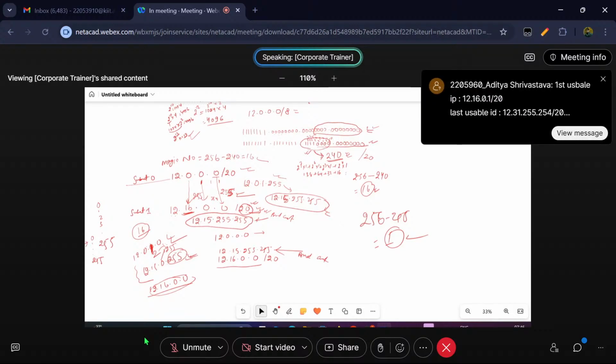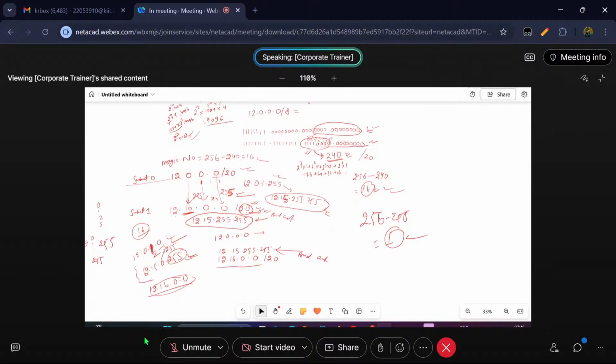If you go ahead with the third octet, there will be more chances, because a block size of 16 means that whenever you write the first ID and go for the second subnet, there are 16 gaps in between. In each gap you can configure up to 255 hosts. So just multiply by 16. 255 into 16, how much are you getting? Just tell me the answer.